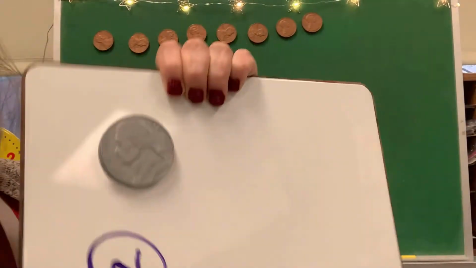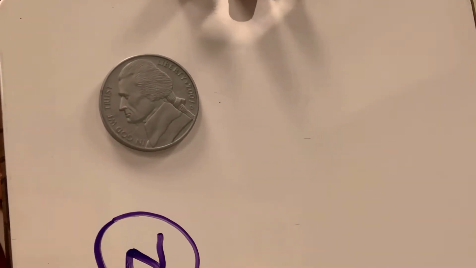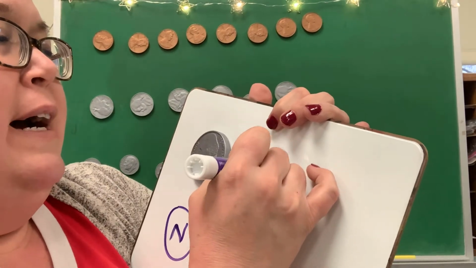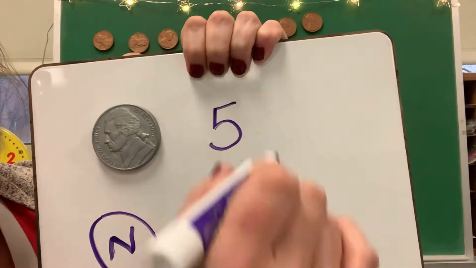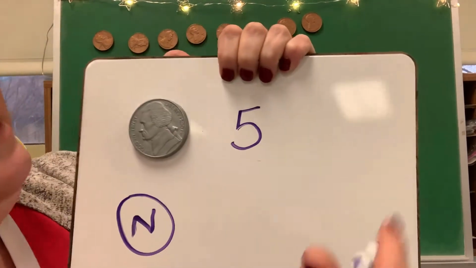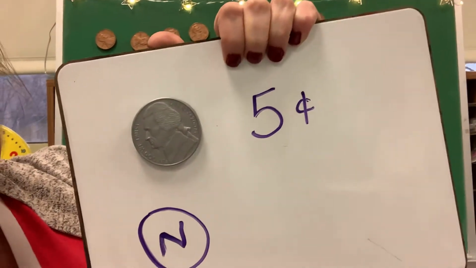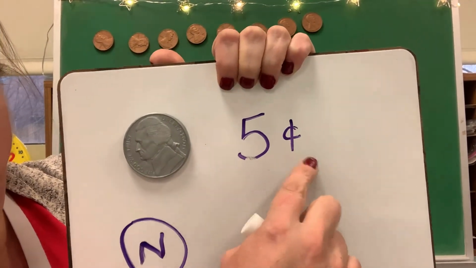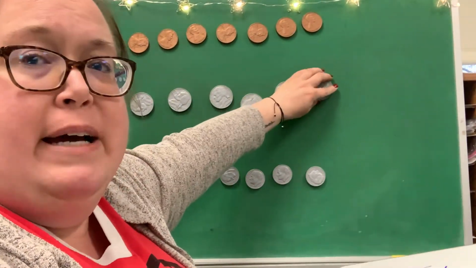Okay? Now, does anybody remember how much the nickel is worth? 5 cents. Yes, 5 cents. So 5, the number 5. Then do you remember the symbol for cent? Yep, it's just a little C with a line through it. So that says 5 cents. Okay, now we'll put that up here with the other nickels. We'll come back to those in a minute.